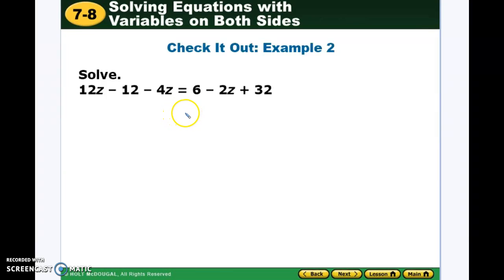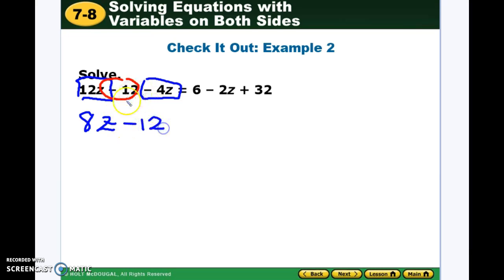Alright, so now we're going to put all that together. If you see, this is very long: we have 12z minus 12 minus 4z is equal to 6 minus 2z plus 32. Before we do anything, we want to simplify each side of the equation. On this side we have 12z, negative 4z, and negative 12. So 12z minus 4z gives us 8z, minus 12 stays the same. There's nothing else to put together on this side.